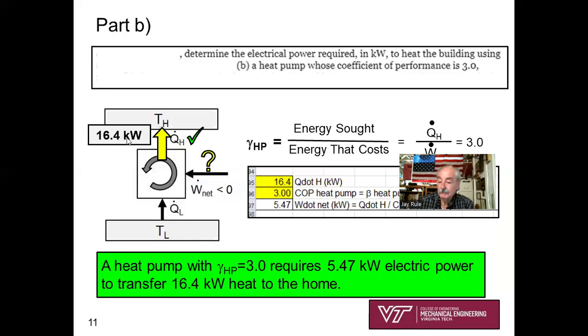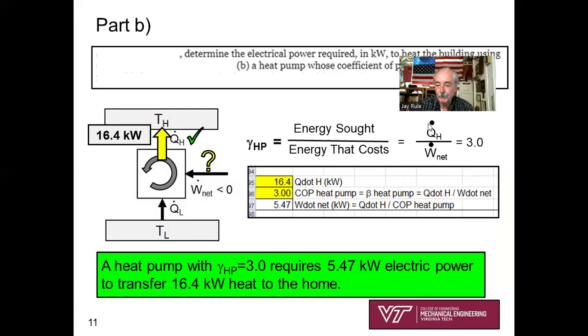Okay, part B. So no math associated with part A. You've got your sketch. Part B, determine the electric power required in kilowatts to heat the building using a heat pump with a coefficient of performance of 3. So now we'll just go right back. Here's our sketch that I've kind of beat to death. I've labeled 16.4 kilowatts for Q̇H. I'm given that the coefficient of performance is 3.